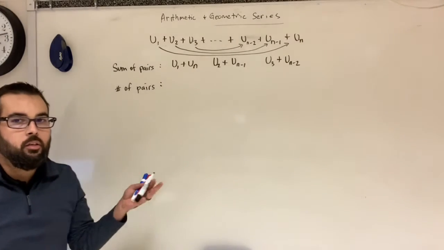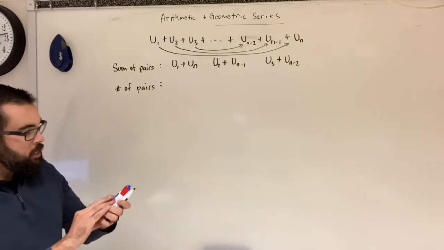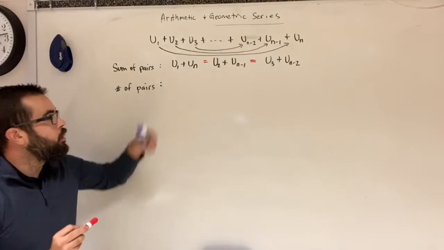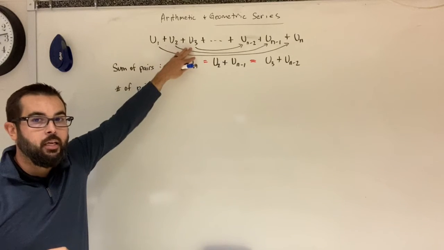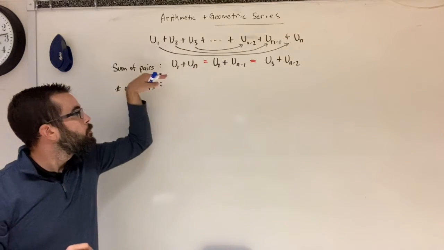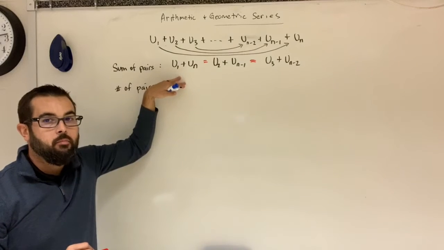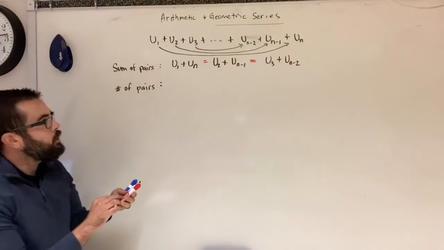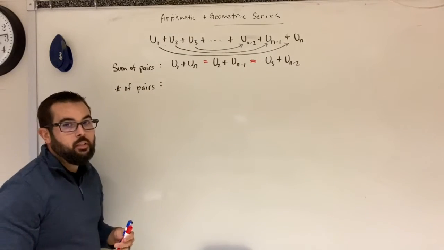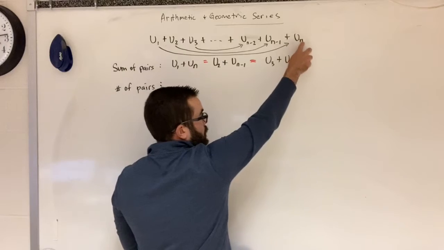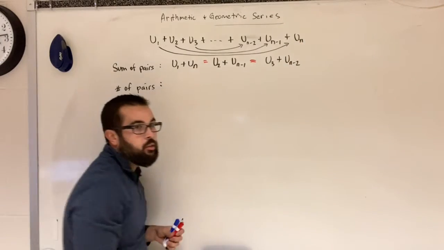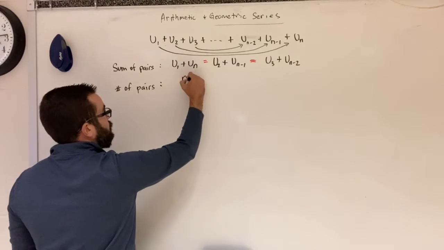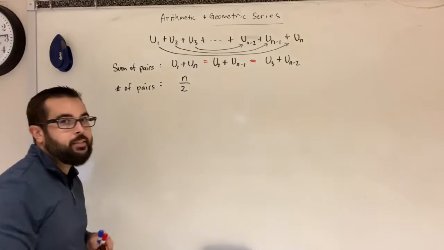Now, what do we know about those pairs? Well, we know that the sums of these pairs are all the same thing. If this is arithmetic, then it works out that all these pairs are going to equal the same sum. Think of what we just did. So how many pairs are there? Well, we need to know how many terms there are. The number of terms is just going to be whatever that n is on this u. So in this case, we have n terms, so the number of pairs is just going to be n divided by 2.